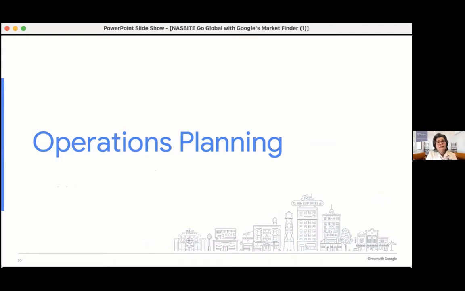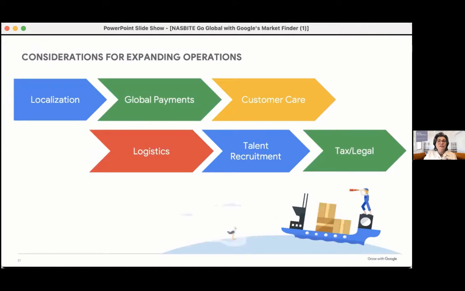Now that you've identified a few potential markets, the top 3 for exporting, let's look at what else MarketFinder can do to help you with the operations planning, which you're heavily involved in when you're expanding to new markets. Now, there's a lot to consider when you're expanding into a new market, especially a global market, from taxes to currency to customer care. This is an exciting time, but planning is key to your success.